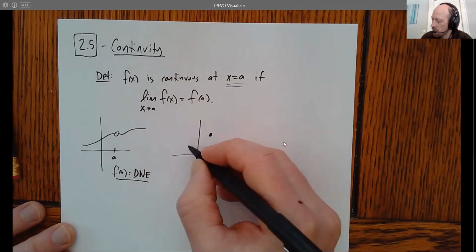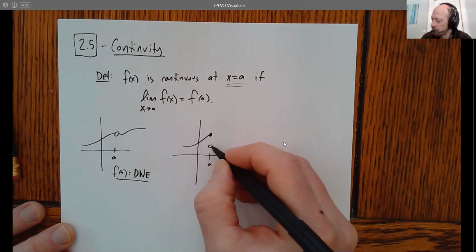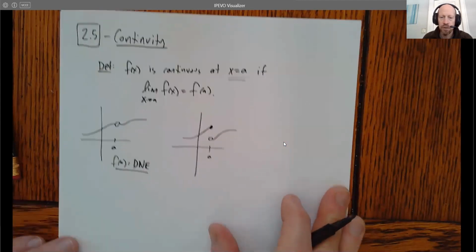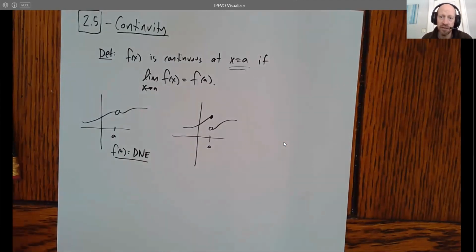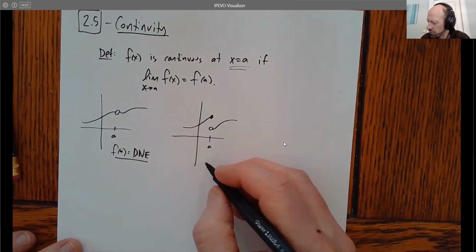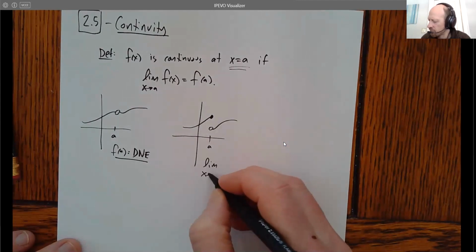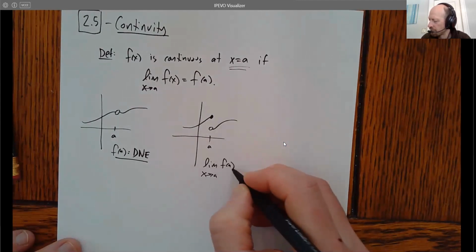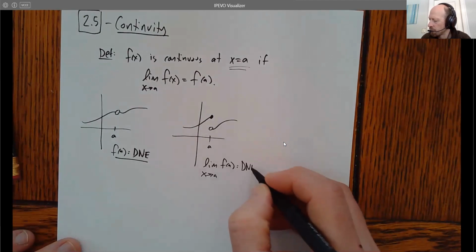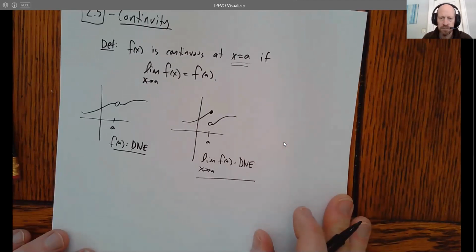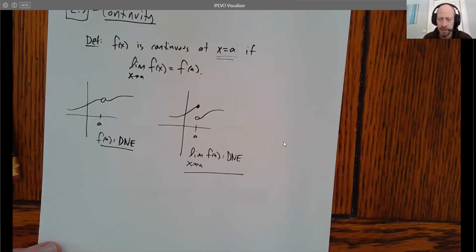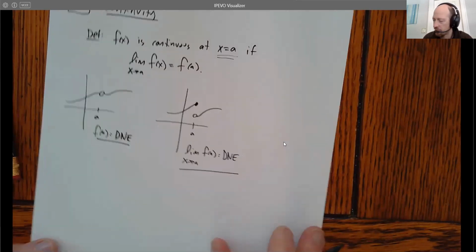Well, you could also have the situation that looks like this, right? There, f of a certainly exists, so that's fine. That's a good start. But we see very clearly that the limit there does not exist, right? So in this case, the limit as x goes to a of f of x does not exist. So again, it doesn't look continuous at a, and it's not because it can't satisfy this equation.